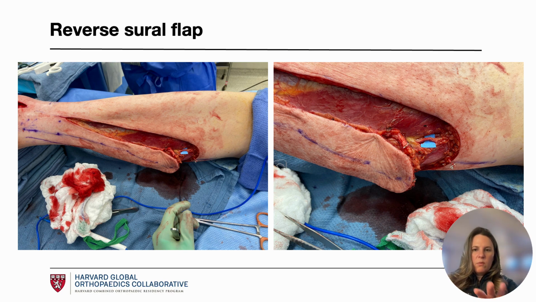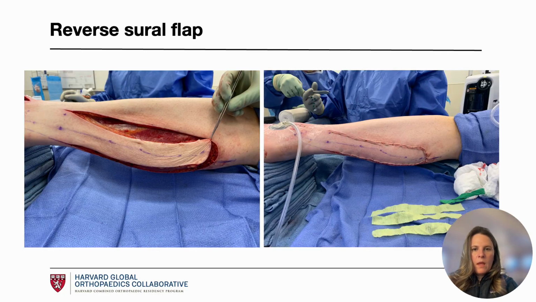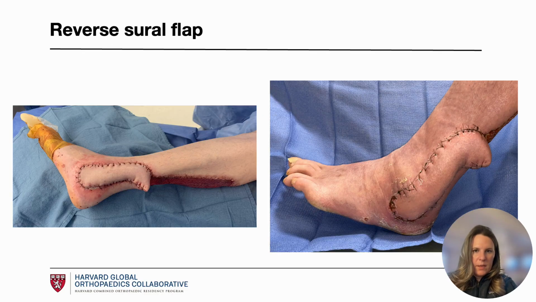So you can see we've elevated, or at least partially, the flap, divided the pedicle, and then we sutured it back into place and then came back a couple weeks later to inset it.